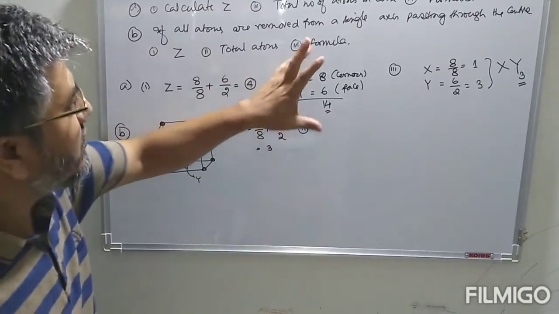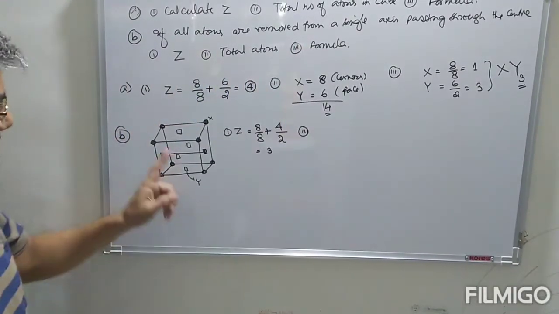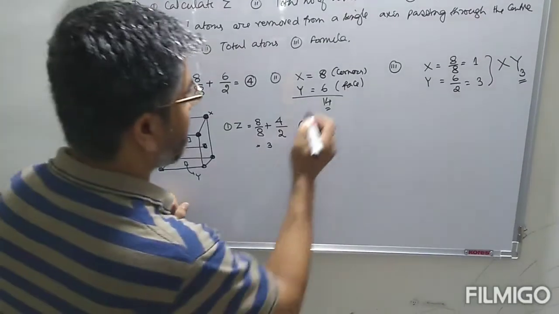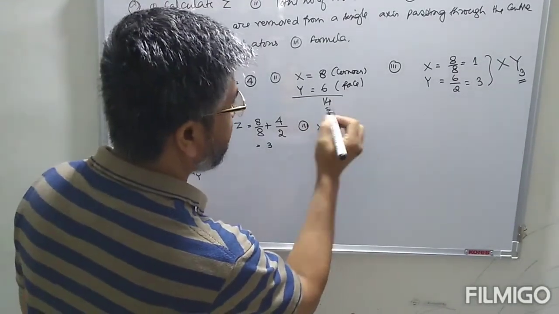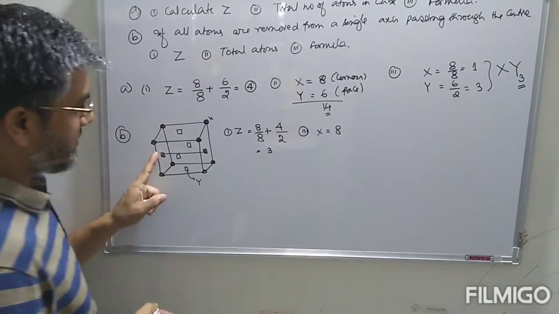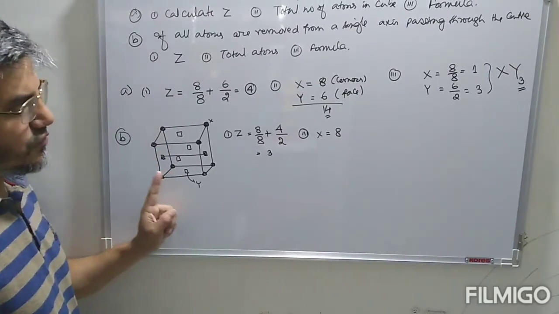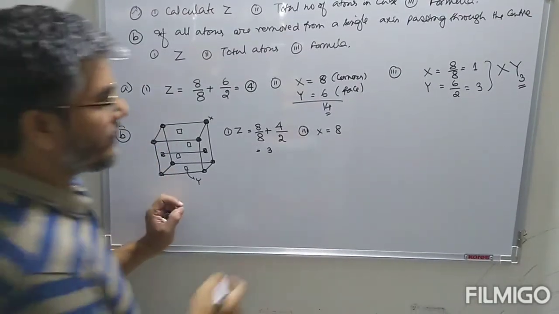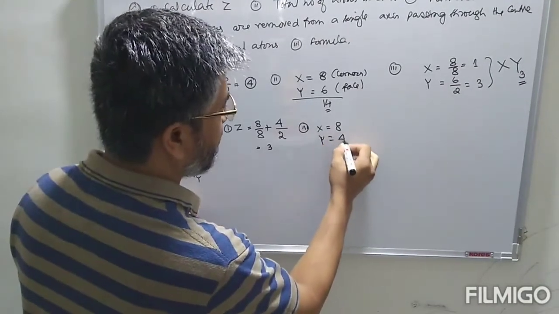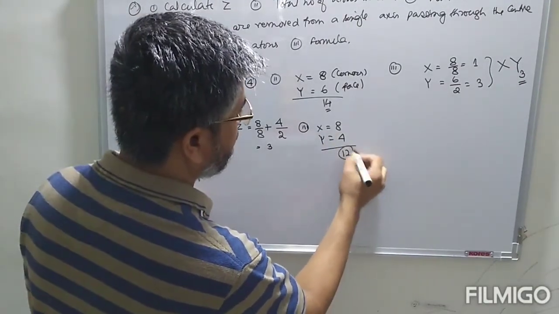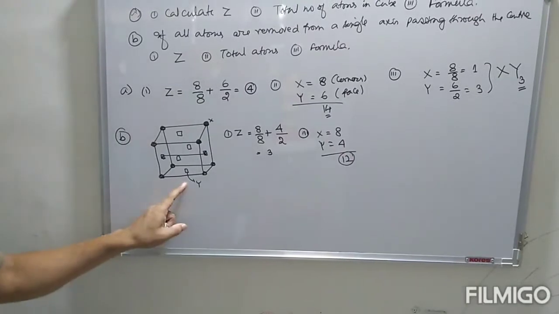Then the total number of atoms. X is 8 corner atoms. Then out of 6 faces, 2 are removed. So how many are left? 4. So Y is 4. Total is 12 atoms in the unit cell.